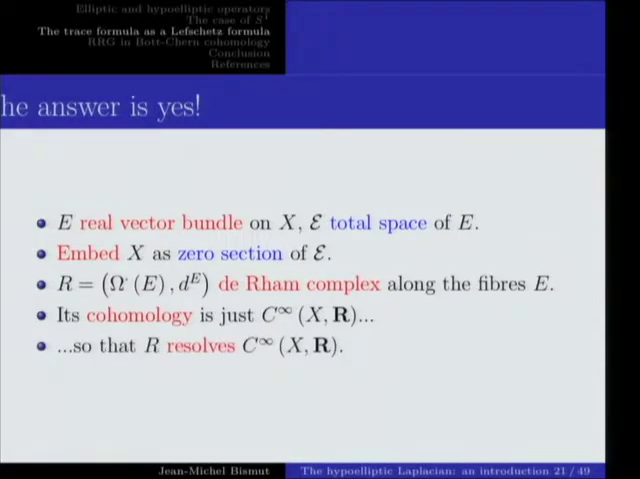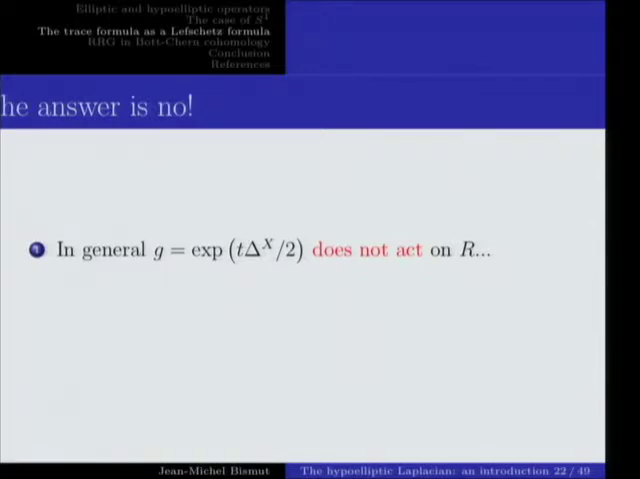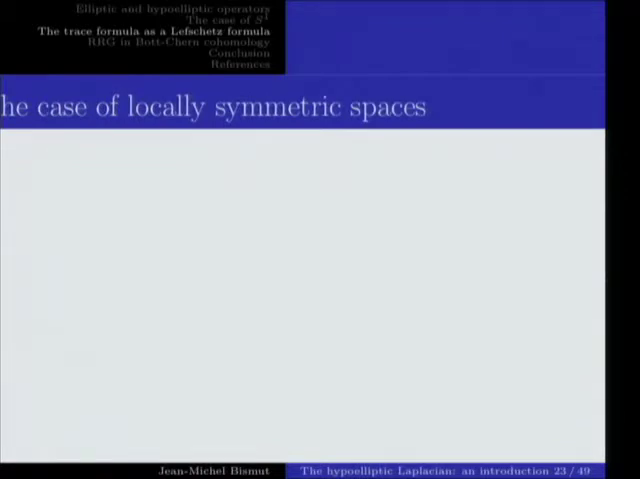So that in effect R resolves the space of smooth functions. It exactly sits, the cohomology of this complex is concentrated in degree 0, it is just the space of smooth functions. On the other hand, the answer to my previous question is no, because in general the heat operator acting on the space of smooth functions does not lift naturally to this resolution, and there is in general no Dirac operator dr commuting with G, etc.